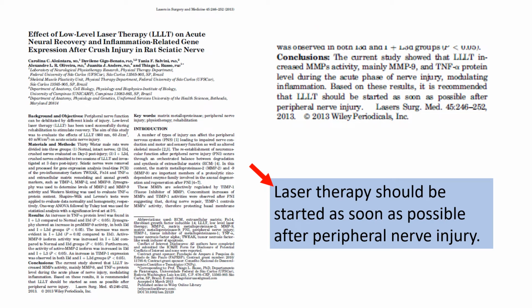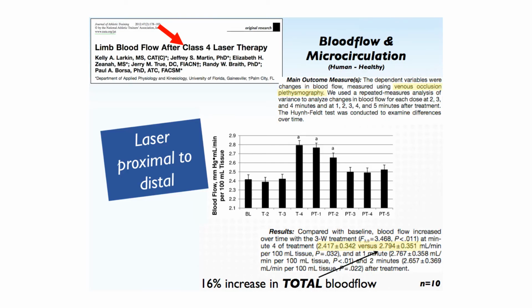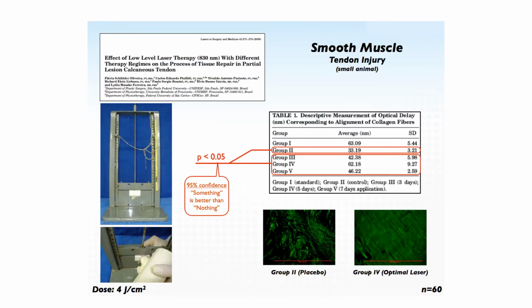Another study points out that laser therapy should be started as soon as possible after peripheral nerve injury, and that laser therapy helps to improve blood flow. Now, we always recommend treatment from proximal to distal, so showing that we can improve that circulation in the upper extremity, in this case of healthy human subjects.